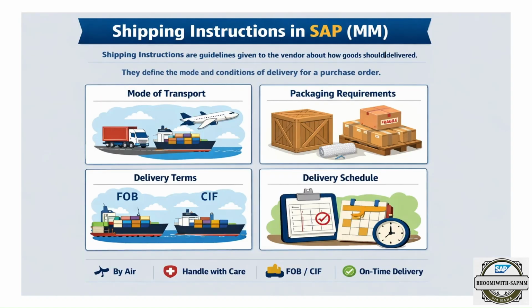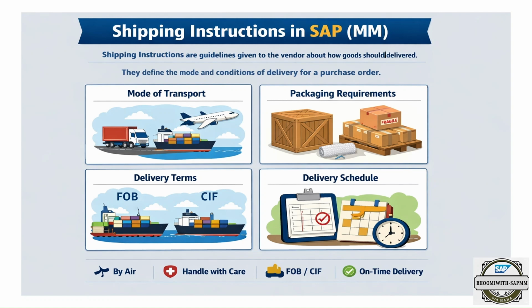Next, shipping instruction in SAP. Shipping instructions are guidelines given to the vendor about how goods should be delivered. They define the mode and conditions of delivery for a purchase order. What do shipping instructions include? First is mode of transport. This specifies how the material should be transported, such as by road, by air, by sea.